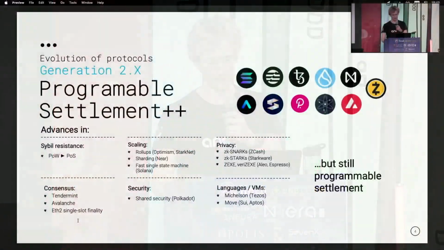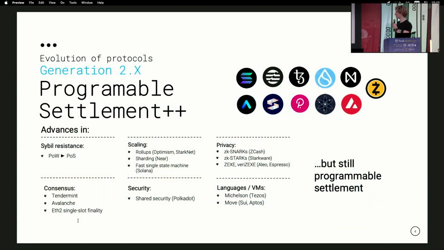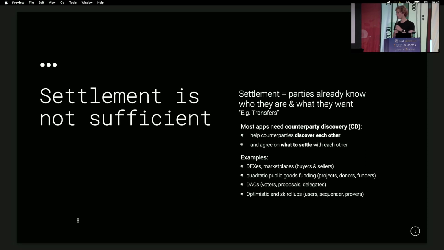I mean, we've had a number of advances, right? We had like advances of Sybil resistance, moving proof of work to proof of stake. We had scaling solutions like sharding, rollups, or just fast single state machines. So there were many improvements over time, but they were incremental improvements that didn't fundamentally change what was possible from an architectural perspective. So I would consider all these systems generation 2x, kind of like programmable settlement plus plus. One of the big insights, though, is that for most modern applications, settlement is not sufficient.